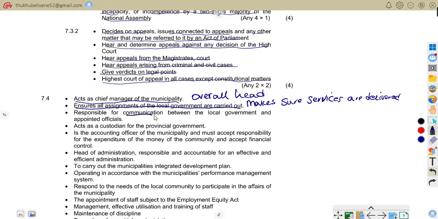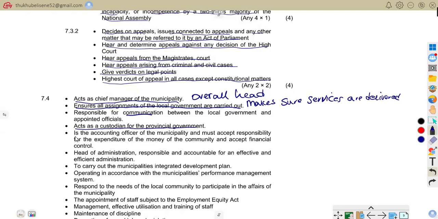Also responsible for communication between local government and appointed officials. So they link council and staff. Also act as a custodian for the provincial government, which means they ensure alignment with policies. For example, following provincial housing development plans.